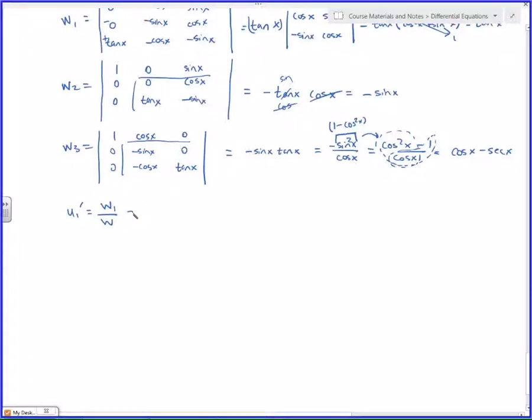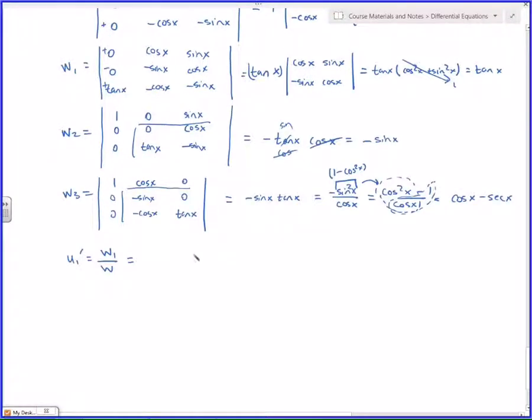U1 prime is tangent of x, just tangent of x. So U1 is the integral of tangent of x, which is the log of the secant of x.